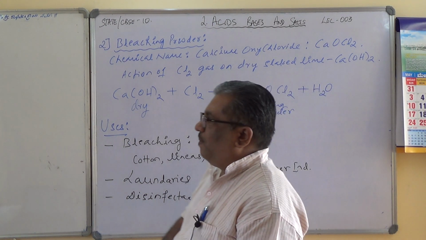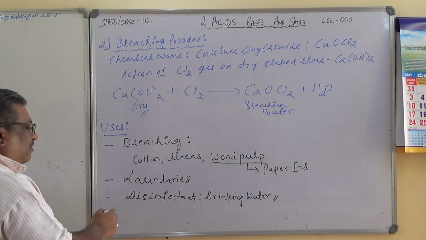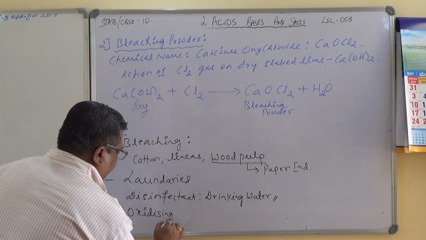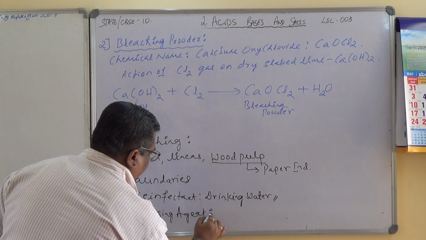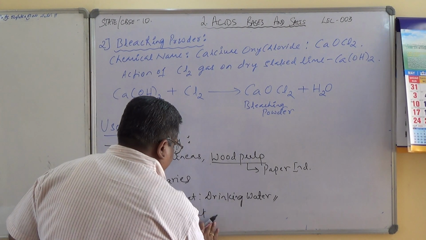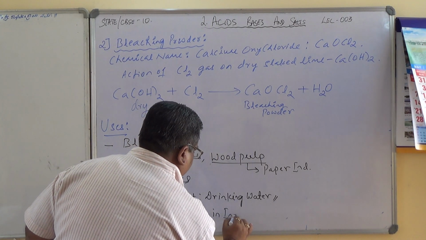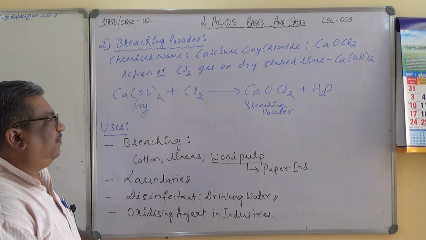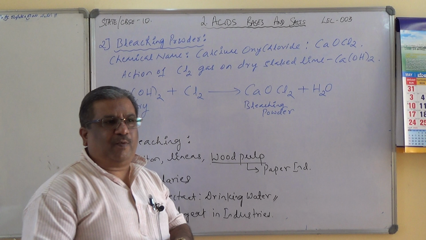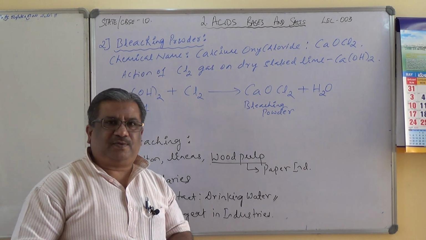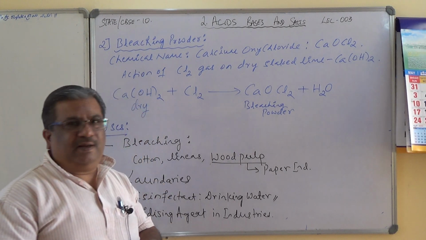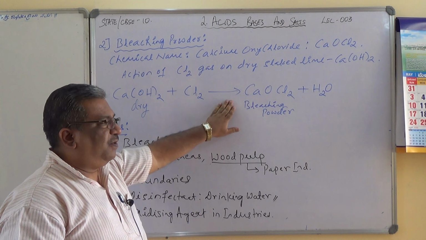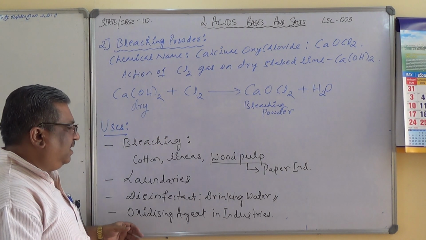And one more important use is, see, in industries it is used as an oxidizing agent. What is this oxidizing agent? Calcium oxychloride would be able to provide nascent oxygen for oxidation processes, and many oxidation reactions are involved in industries, and therefore it is one of the important oxidizing agents. So bleaching powder is also used as one of the important oxidizing agents in industries.